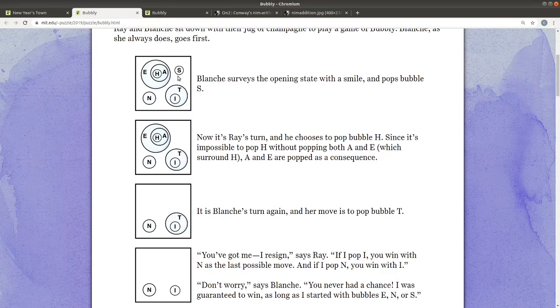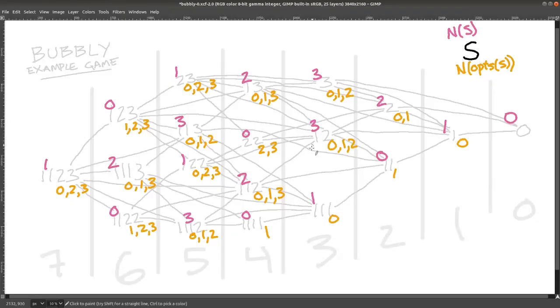So in this case, the starting state had 1, 1, 2, and 3, and Blanche put her opponent into a state with 1, 2, and 3, which 1 XOR 2 XOR 3 is 0. The other option Blanche had is popping the E bubble, and that would put it in the state 1, 1, 2, 2. And again, the 1's cancel out, the 2's cancel out, so that one also has a Nimber of 0. So you see, in order to win, Blanche did not have to analyze this entire graph. She just had to look one step ahead at each of the options from the starting state and see their Nimbers using the formula for Nimber addition.